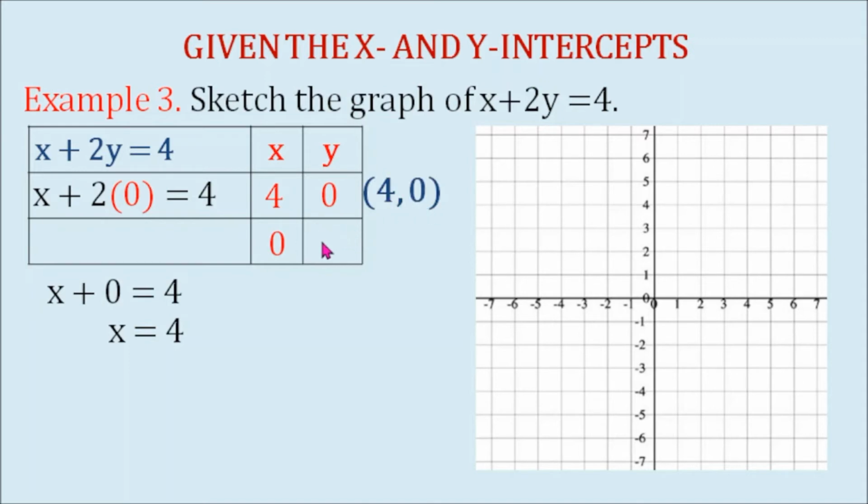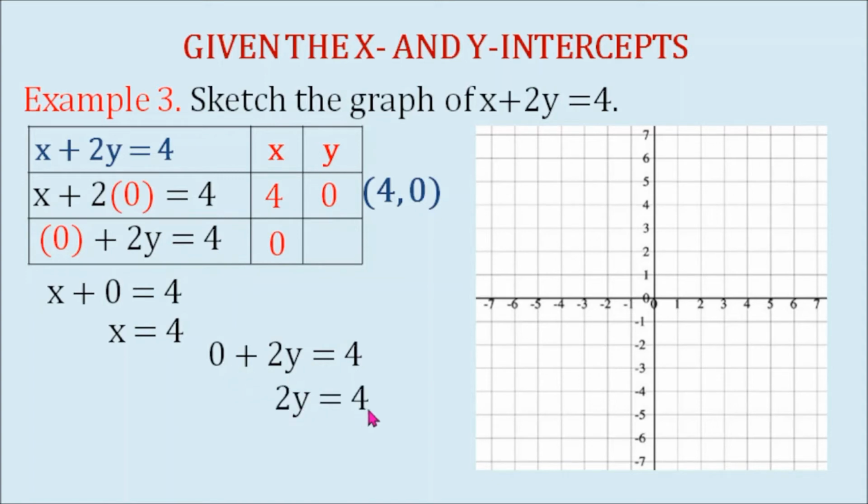Now, to find the y-intercept, we are going to substitute x with 0 and solve for y. So we have 0 plus 2 times y equals 4. And because this is 0 anyway, our equation becomes 2y equals 4. And dividing both sides by 2, y equals 2. So our y-intercept is 2, and the coordinates are 0 and 2.